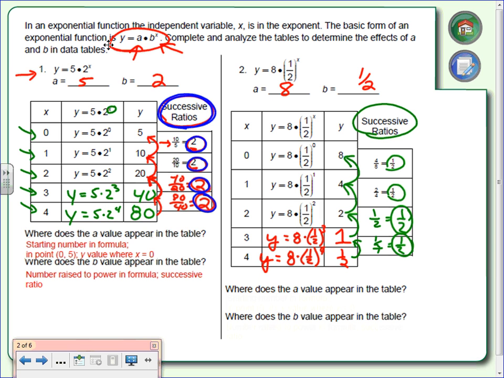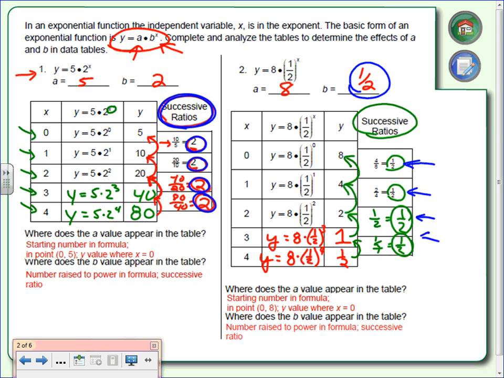All right, we got the table filled out. Let's answer those two questions right below. A, where can we find the A in the table? Next to 0. I already told you, you're going to have to remember that. You can always find it right next to your 0. Yep, we can find the A right next to 0. B, where does the B occur? The successive ratio. There it is. That 1/2 we had earlier is always showing up right here in our successive ratio.